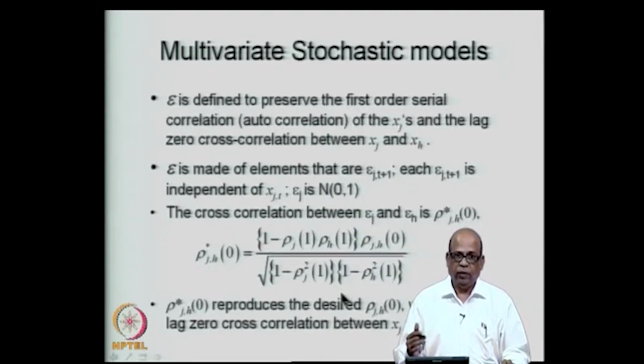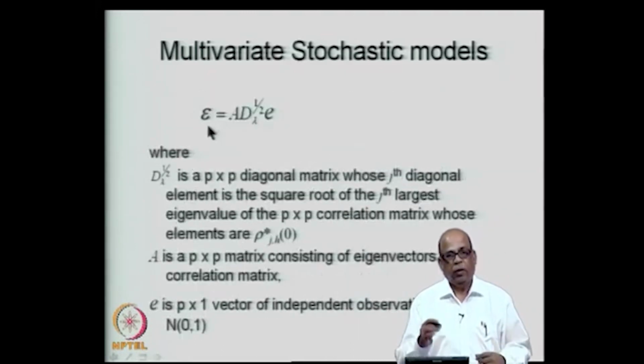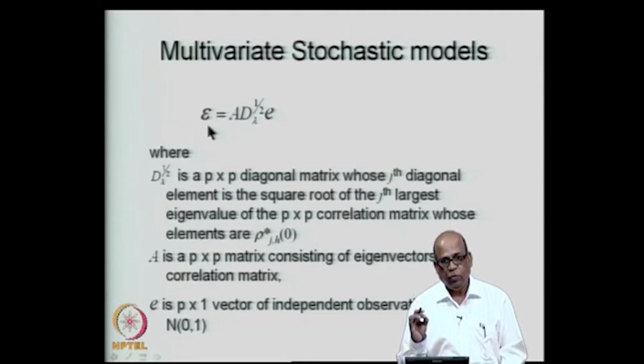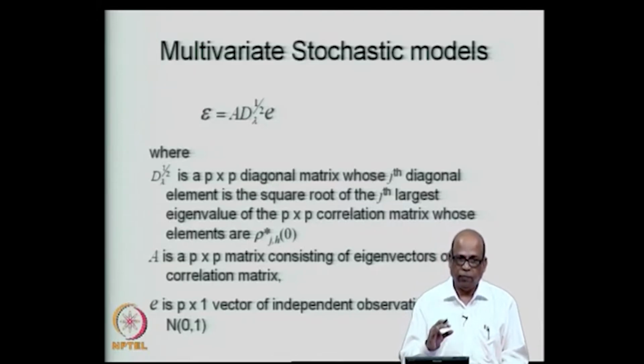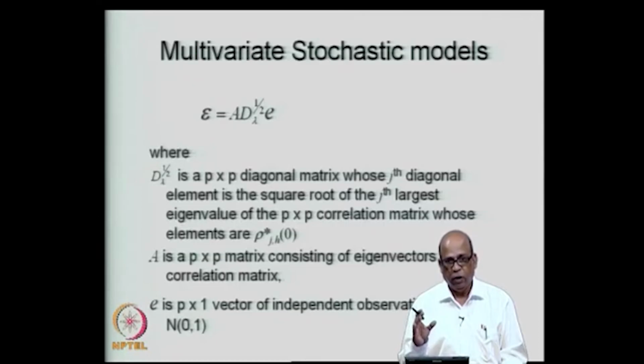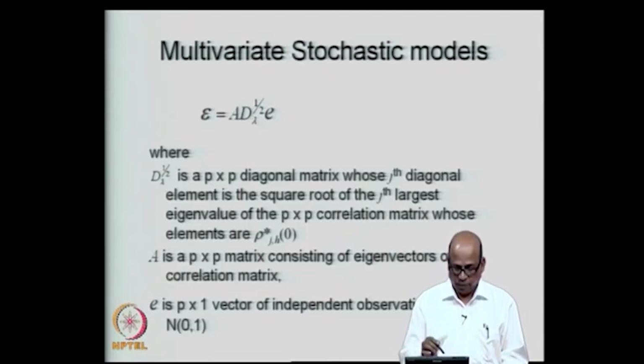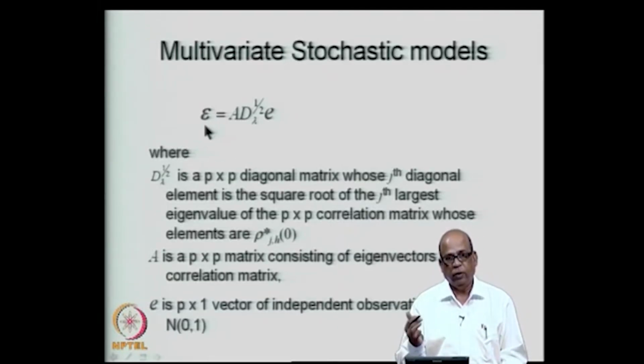What is all the information that has gone into defining epsilon? We have essentially used rho j h star 0, which reproduces the cross correlations among different sites j and h for all j and h. This is the information that we have used in defining epsilon. We use the eigenvectors of that matrix, we use the eigenvalues of that matrix, etc., but essentially we have used the elements rho j h star 0.